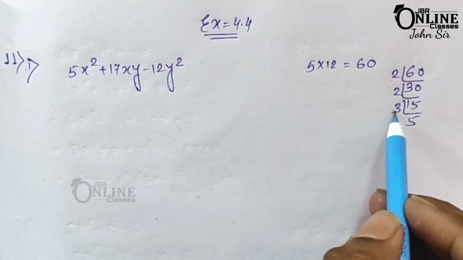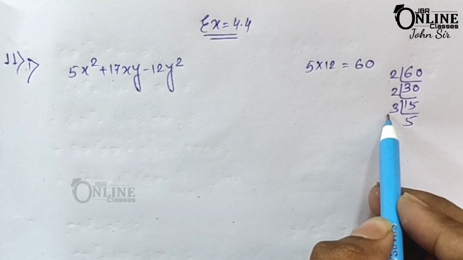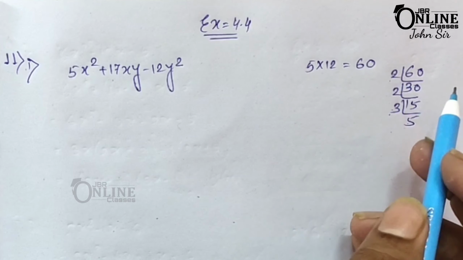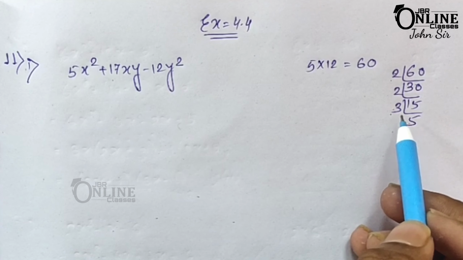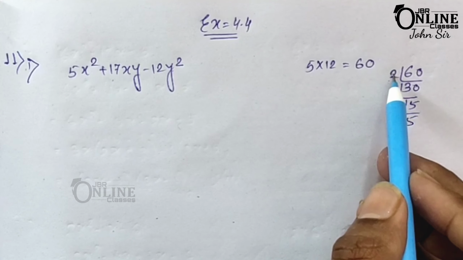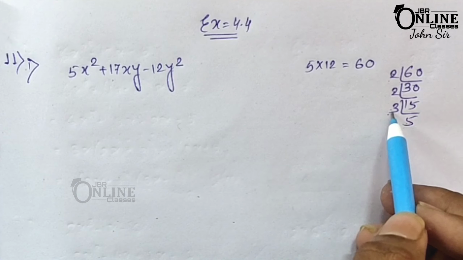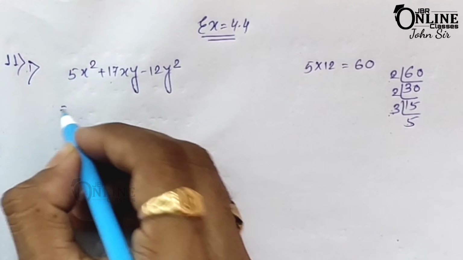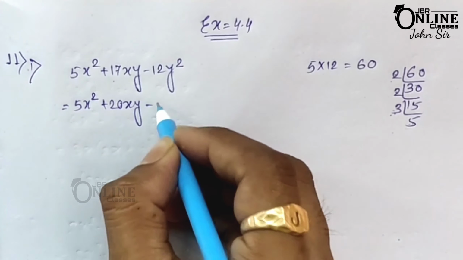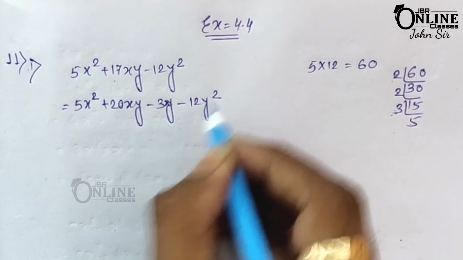Now with the help of 2, 2, 3, 5 we have to make 17. So here 5 into 3 it becomes 15 and 2 into 2 is 4. So 15 plus 4 it's 19, not 17. Then next one, here 5 into 2 into 2. Okay, so 5 into 2 into 2 becomes 20. Now 20 minus 3, that becomes 17. So write down here 5x square plus 20xy minus 3xy minus 12y square.